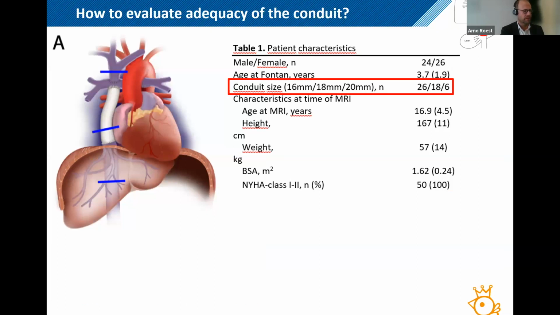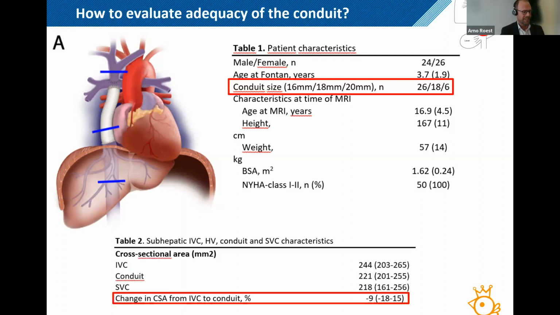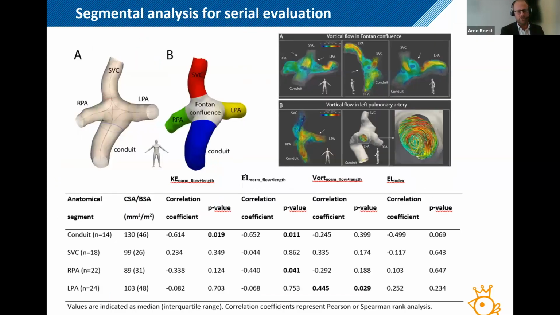So when we look at the conduit size, we did a lot of real-time flow, but also 4D flow in these patients. As you can see, our approach used to be to use 60 millimeters, but nowadays we use 80, especially 20 millimeter conduits. And you can see there is an area change from the inferior caval vein towards the conduit of 10%. So it has some meaning. It is causing some problems, and as you already showed you can see the increase in flow velocity.